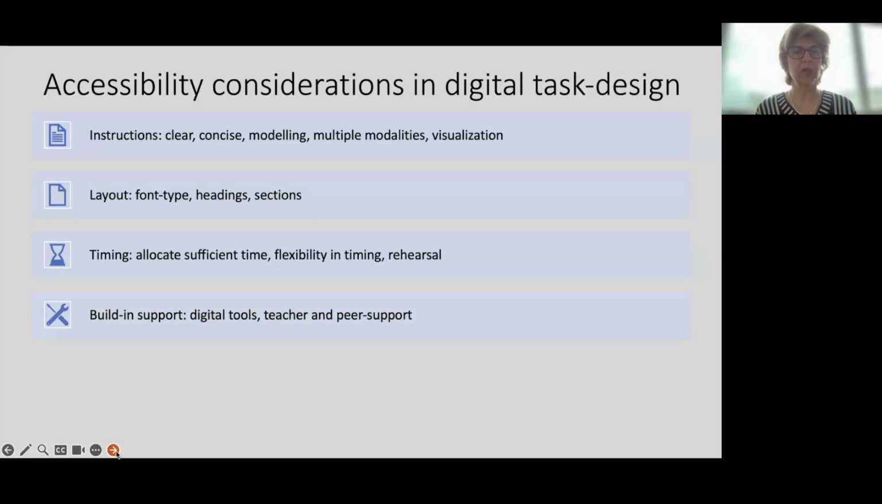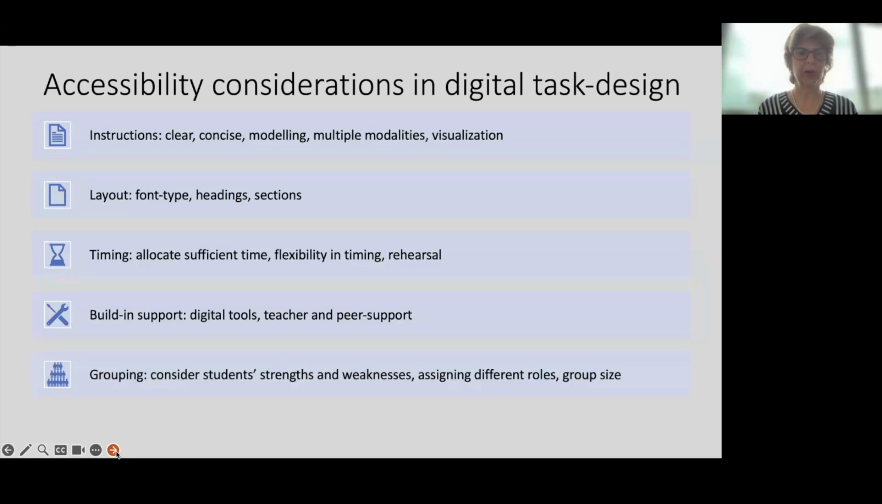Building in support. So when you use a digital tool, think about what other tools can be used to support that. For example, for a narrated PowerPoint presentation, can the students use spell checkers and so on? What is the role of the teacher? Can you give some support to students? How can others help each other to use the technology and exploit the digital tool for language learning?